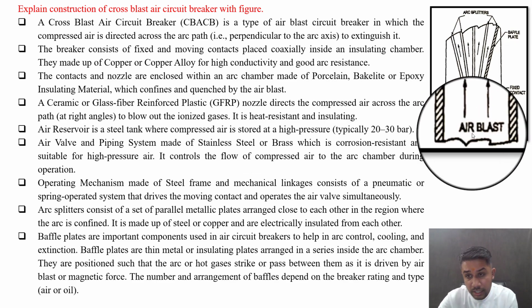You can visualize this. This air blast from the downward direction forces the arc flow towards the upward direction and it passes through the baffle plates. So the number of baffle plates and the arrangement depend on the breaker rating and the type of the breakers, whether it is air type or oil type. So this is the basic construction details of cross blast air circuit breaker.